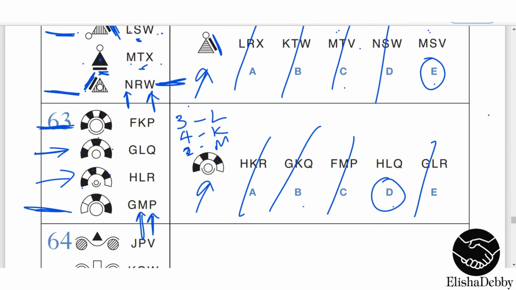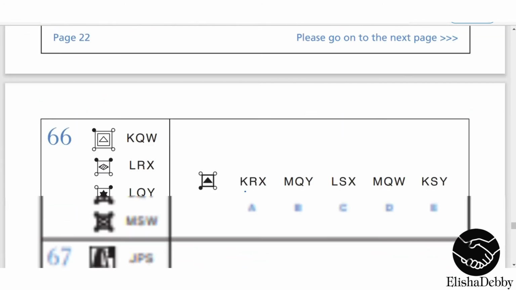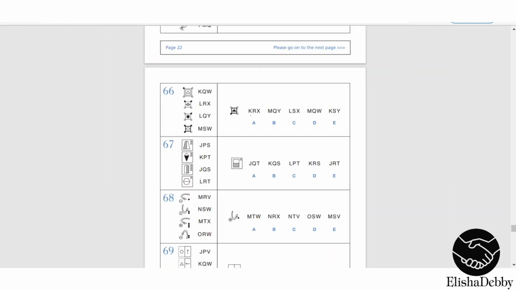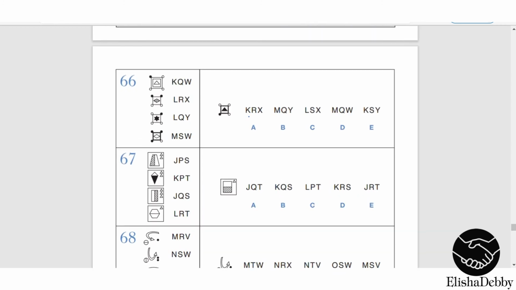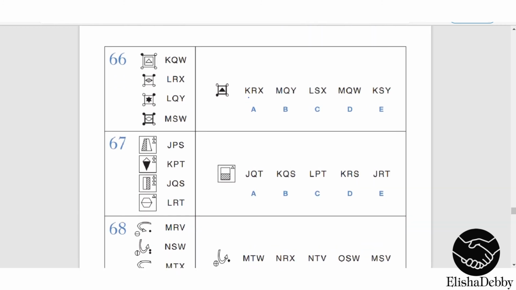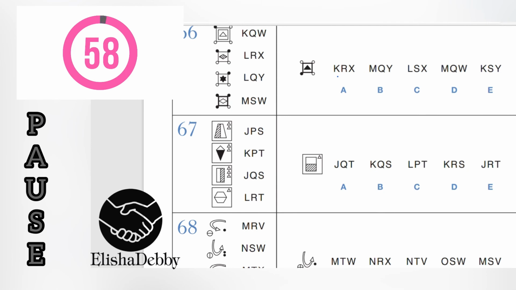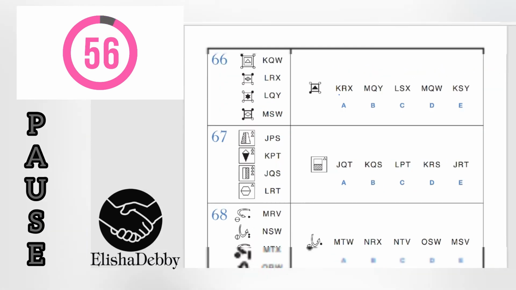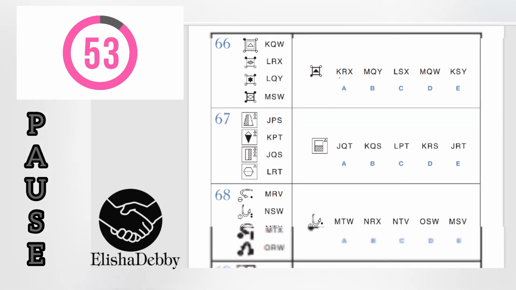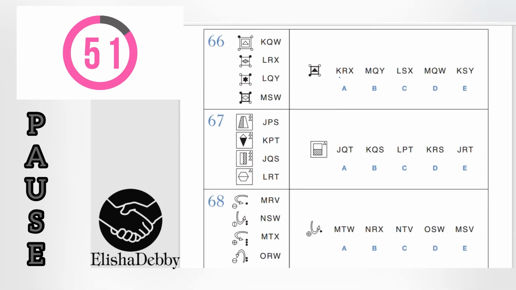Now I would like you to do some questions for me. Can you do 66, 67, and 68 for me quickly? Remember, you need to eliminate or else you won't get the answer. Eliminate. Okay, there you go. So eliminate so you can get the answer.